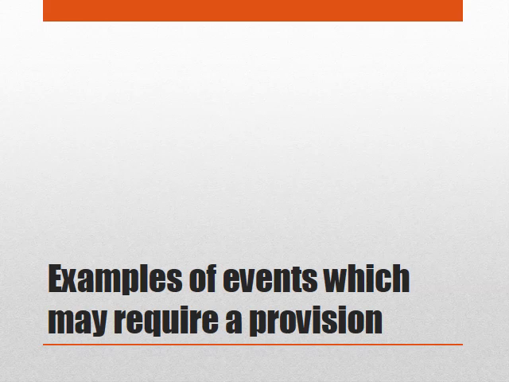Right, so let's have a look at some examples of events which typically require provisions. The first that I'm going to look at would be warranty claims. This is where a company has sold goods with a warranty, and we know when the accounts are being prepared that some items will be returned to the company for repair or replacement under a warranty, and that's going to cost us, but we don't know exactly how much will have to be paid out.